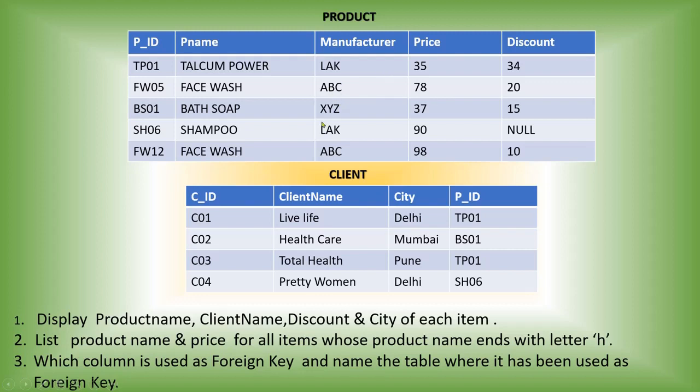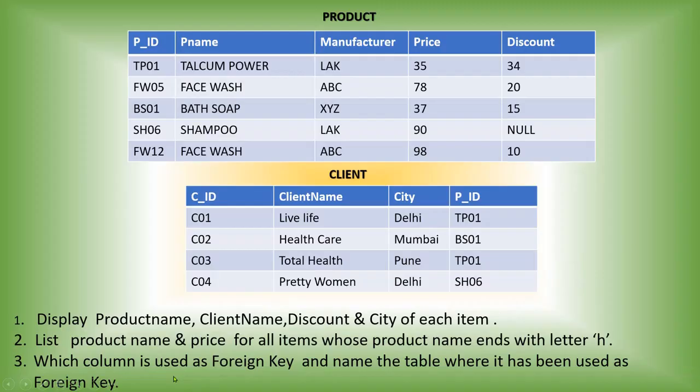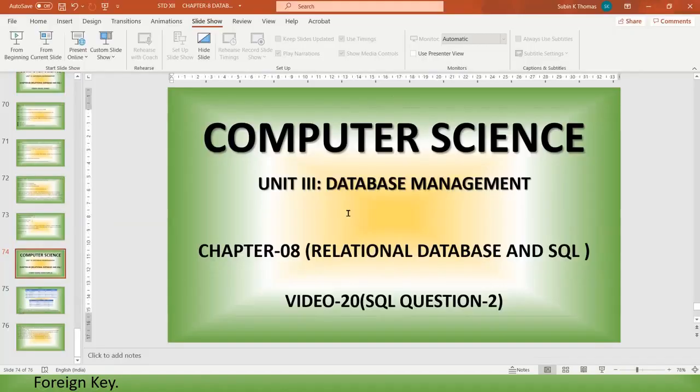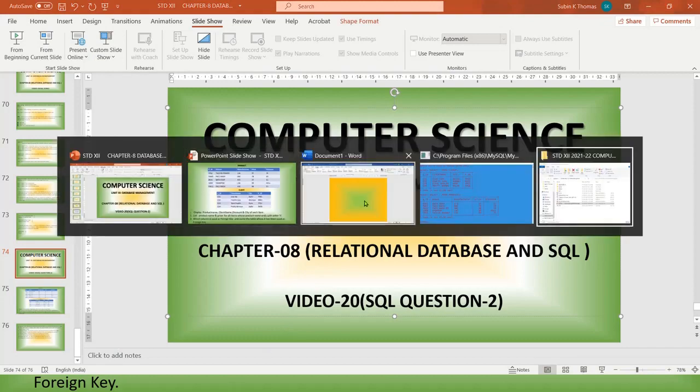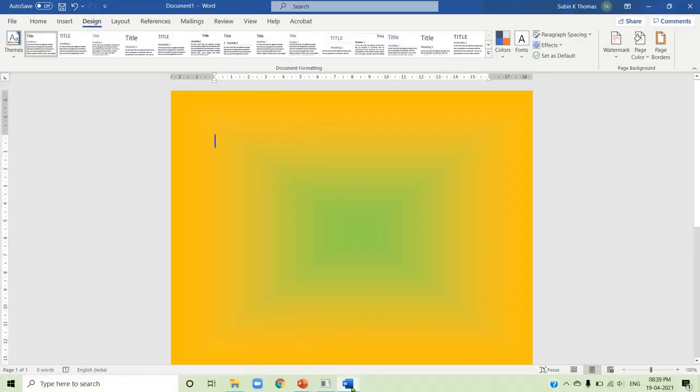Now, the first step is to create the parent table. Here we have PID, PName, manufacturer, price and quantity. I will show you the query part. Because the table is already created in my system, I will type the query over here. Create table product.